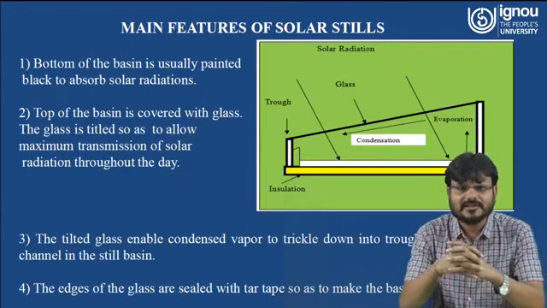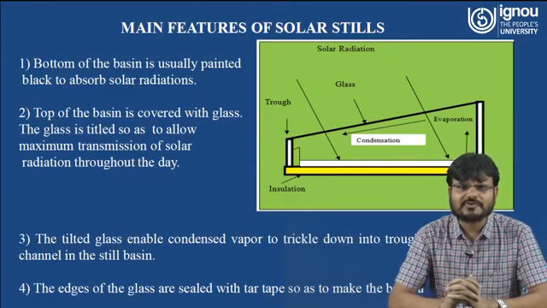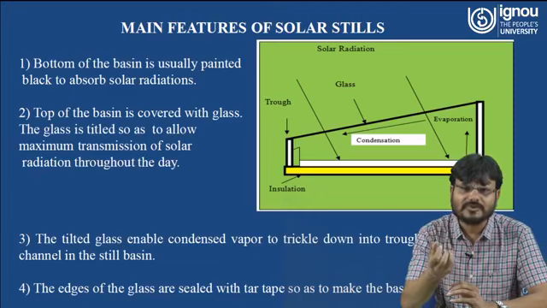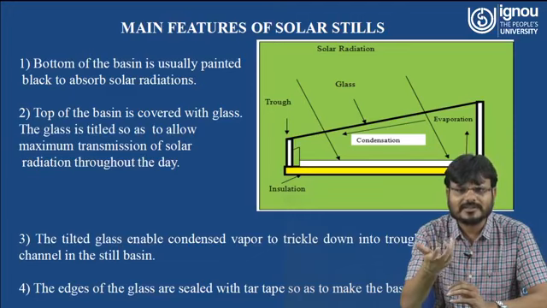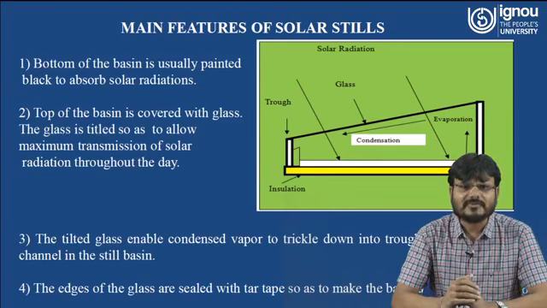Here you can understand the main features of the solar still. The bottom of the basin is usually painted black to absorb solar radiation. Why is it painted black? Because with black paint the absorptivity of the absorber is higher, and it will be able to collect more thermal energy. The top of the basin is covered with glass. The glass is tilted so as to allow maximum transmission of the solar radiation throughout the day.